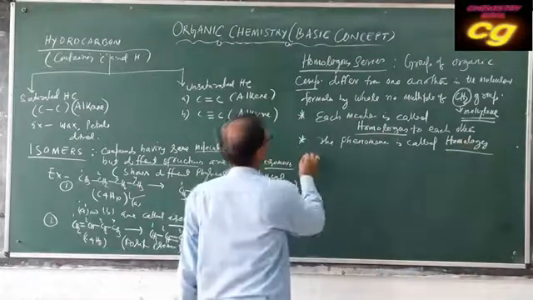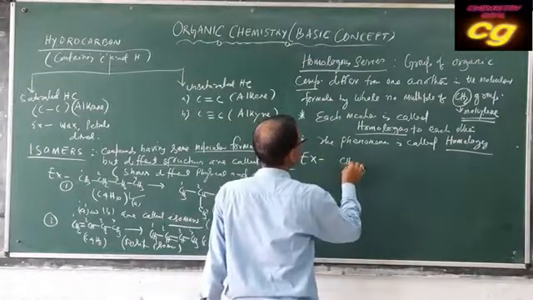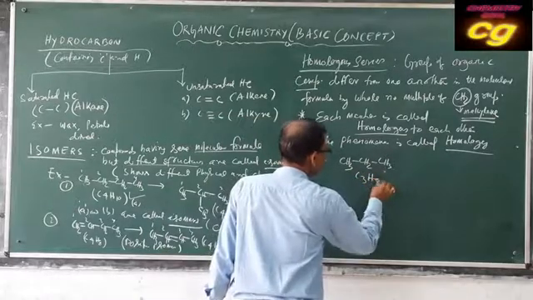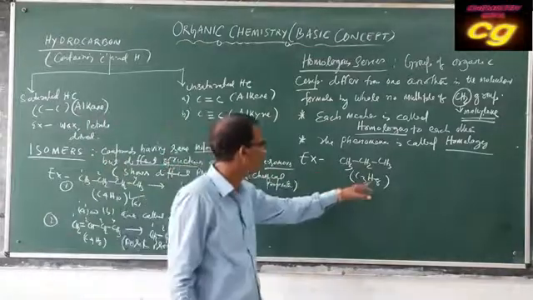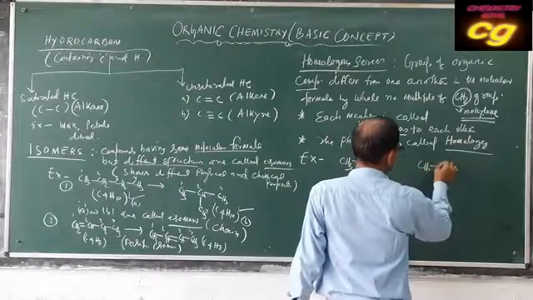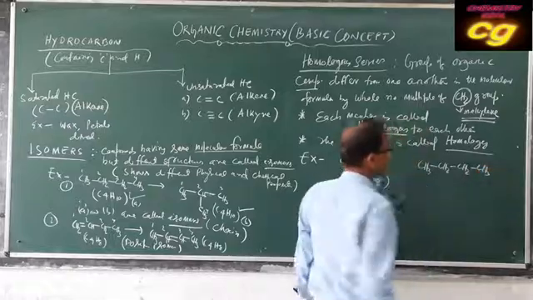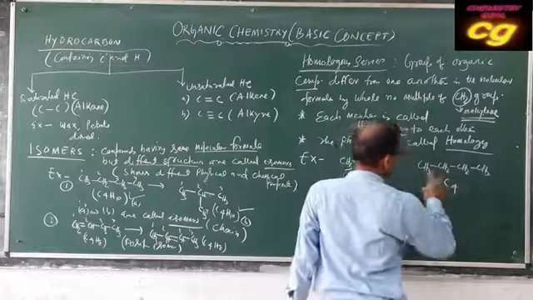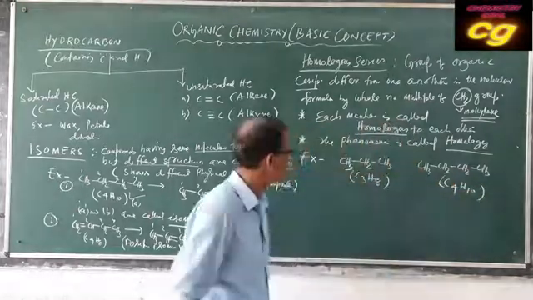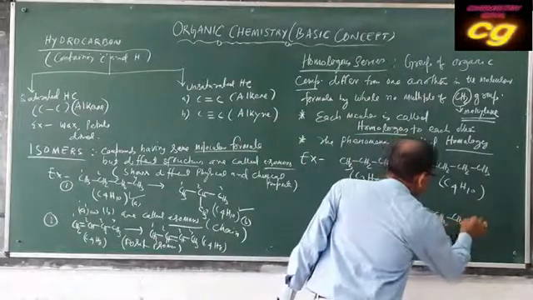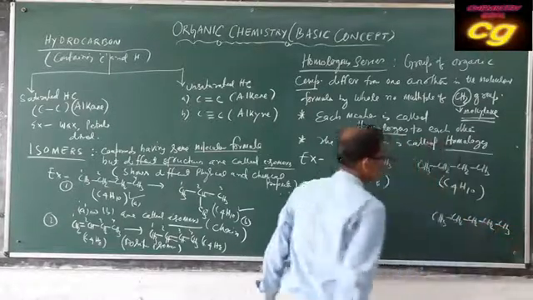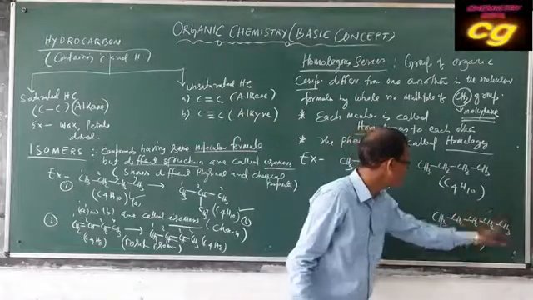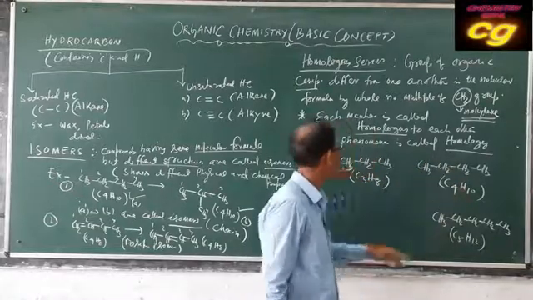For example, let us take examples. Suppose CH3, CH2, CH3. If you combine the formula, that is C3H8, it is one organic compound having 3 carbon and 8 hydrogen. If I write CH3, CH2, CH2, CH3, by satisfying the tetravalency of carbon, how many carbon? C4. How many hydrogen? H10. Similarly, if you write CH3, CH2, CH2, CH2, CH3, here C5, H12. You count the number of carbon atoms, 1, 2, 3, 4, 5, and hydrogen is 12.